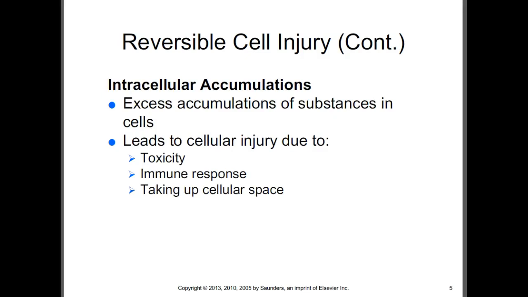All right, so intracellular accumulation. I don't know if you remember, right, we have regular things that are supposed to be inside our cells. We call those inclusions. You might have pigments that are included inside of certain cells, and especially skin cells. Glycogen is also an inclusion that you might see sort of floating inside the cell.